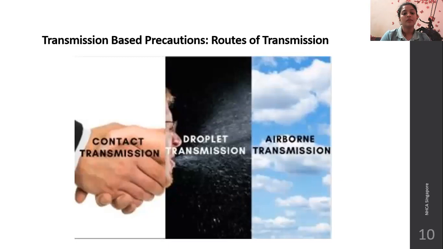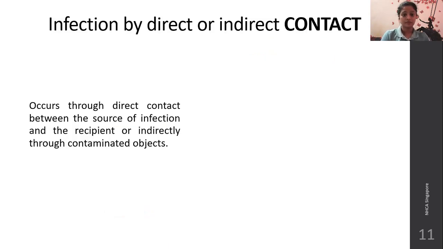Contact transmission occurs from person to person by touching the infected patient, or touching the articles or instruments used by infected patients. Droplet transmission is through coughing and sneezing, and airborne transmission is again through coughing and sneezing, but it travels through a longer distance. And infection by direct or indirect contact.